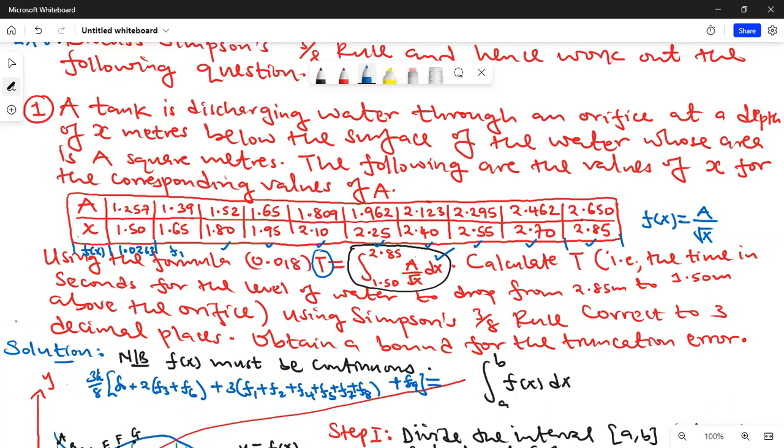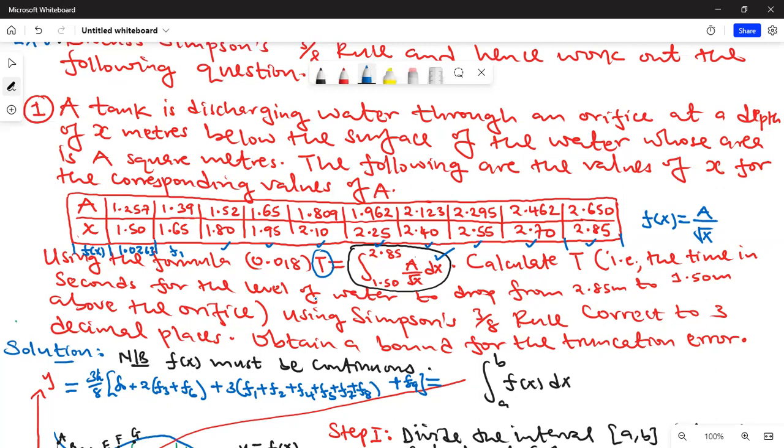And somebody might be asking, how do we get h? H is the spacing between the x values. So just subtract between 1.5 and 1.65. What is the interval? Between 1.65 and 1.8, what is the interval? So you'll find that h is uniform in that case. So that will give you h.